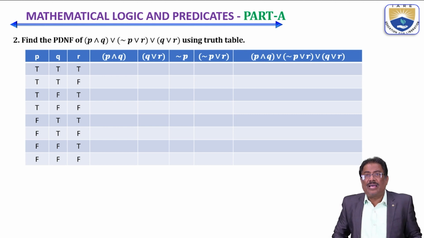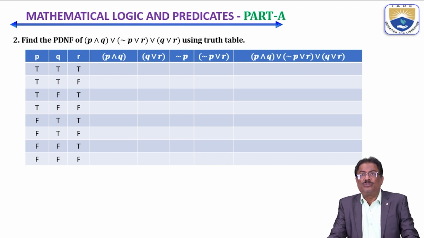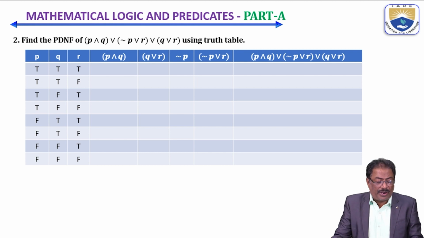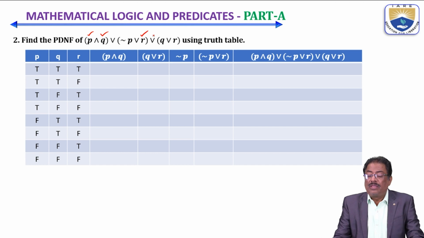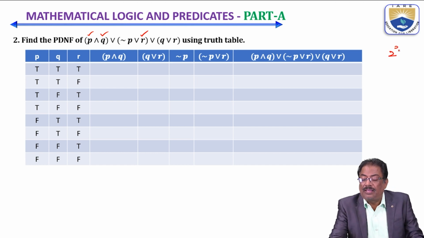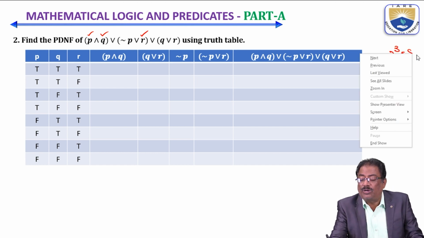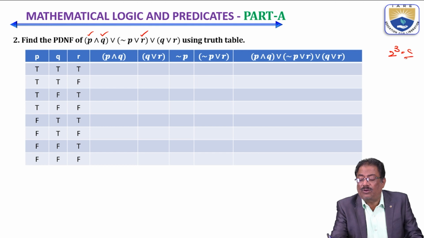Now let us go for another problem: find the principal disjunctive normal form of this using a truth table. For this there are three propositions, P, Q, R, so there are 2 power 3, that is 8 possibilities, we are going to get.